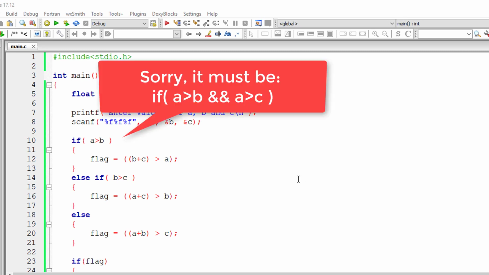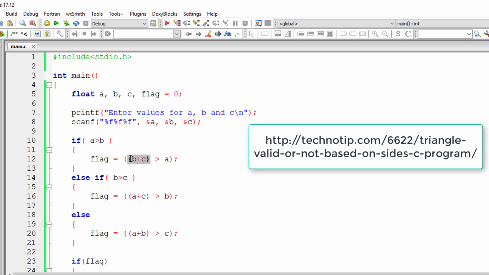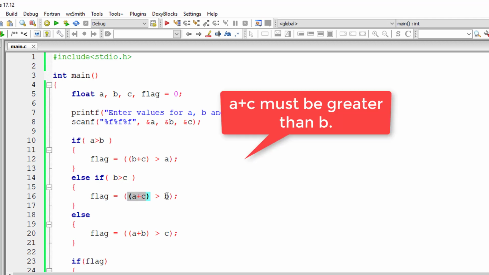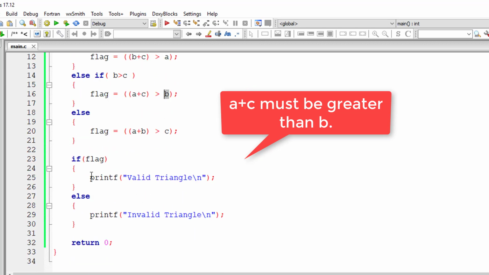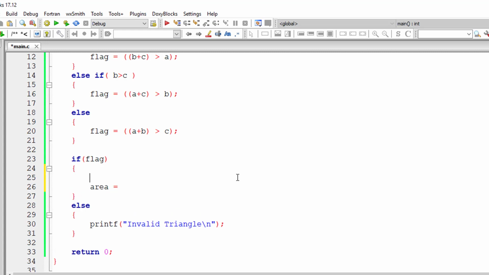So this is the source code from our previous day tutorial, the link to which is present in the description section of this YouTube video. If A is greatest, then the other sides B plus C must be greater than A. If B is greatest, then the other sides A plus C must be greater than B. So if it's a valid triangle, then here I'll calculate perimeter, semi-perimeter and area of the triangle.